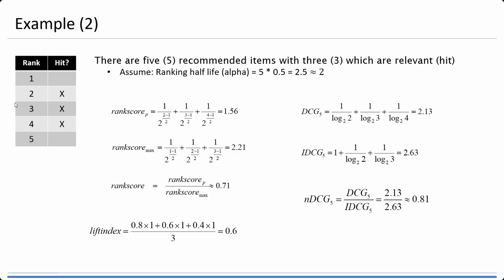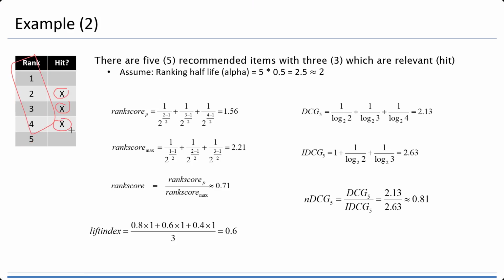So the rank score here, as you know, we have 5 recommended items. And from those 5, the user hit number 2, hit number 3, and hit number 4. Okay.